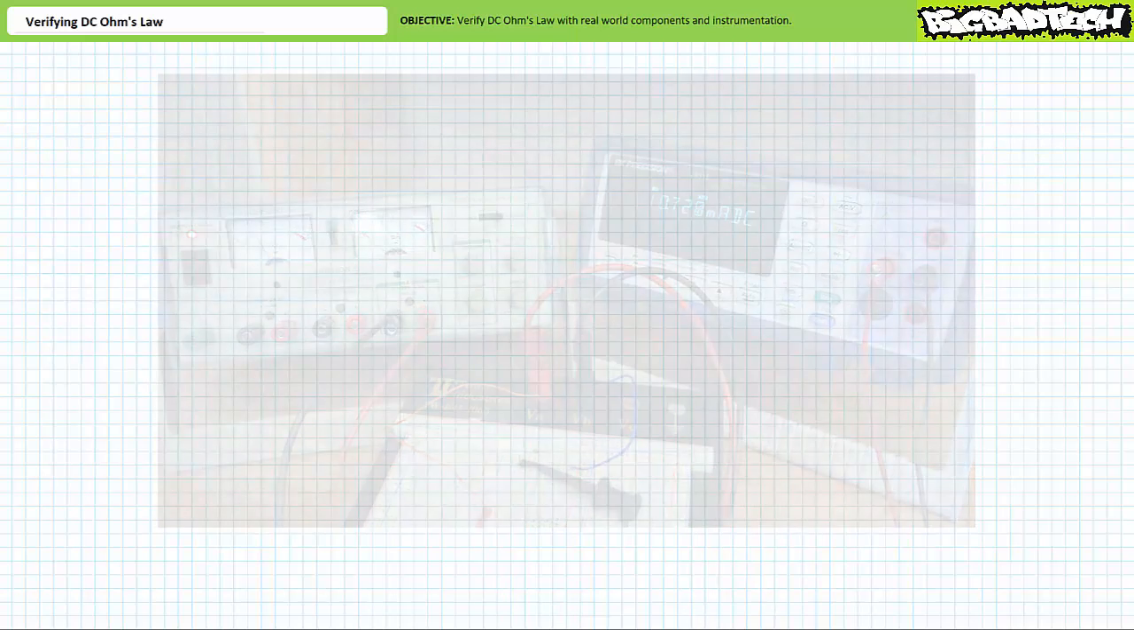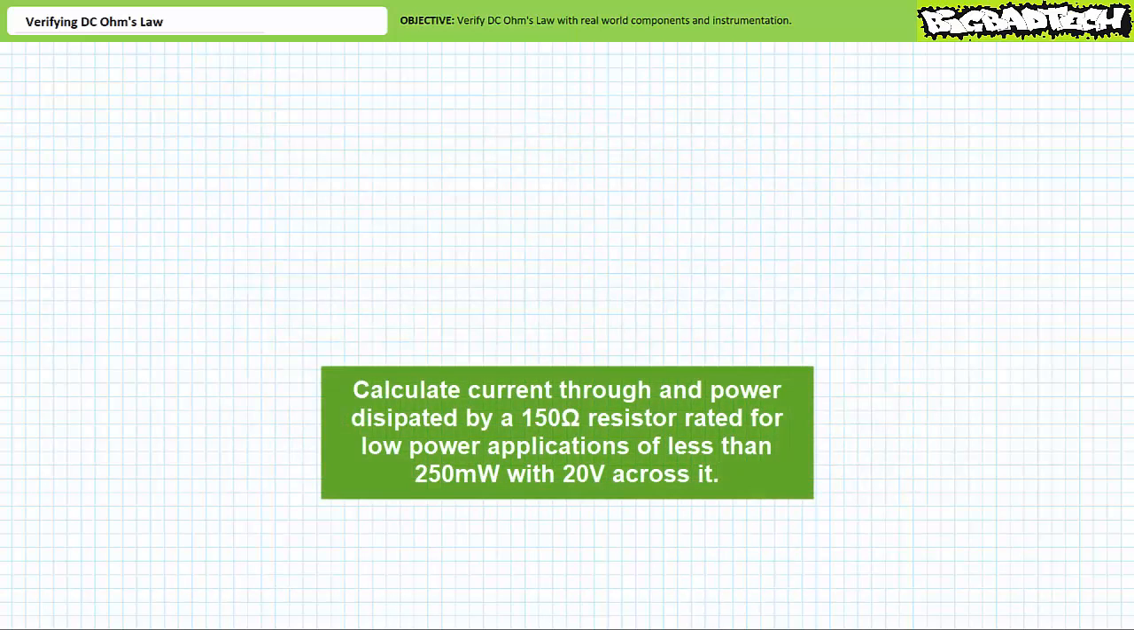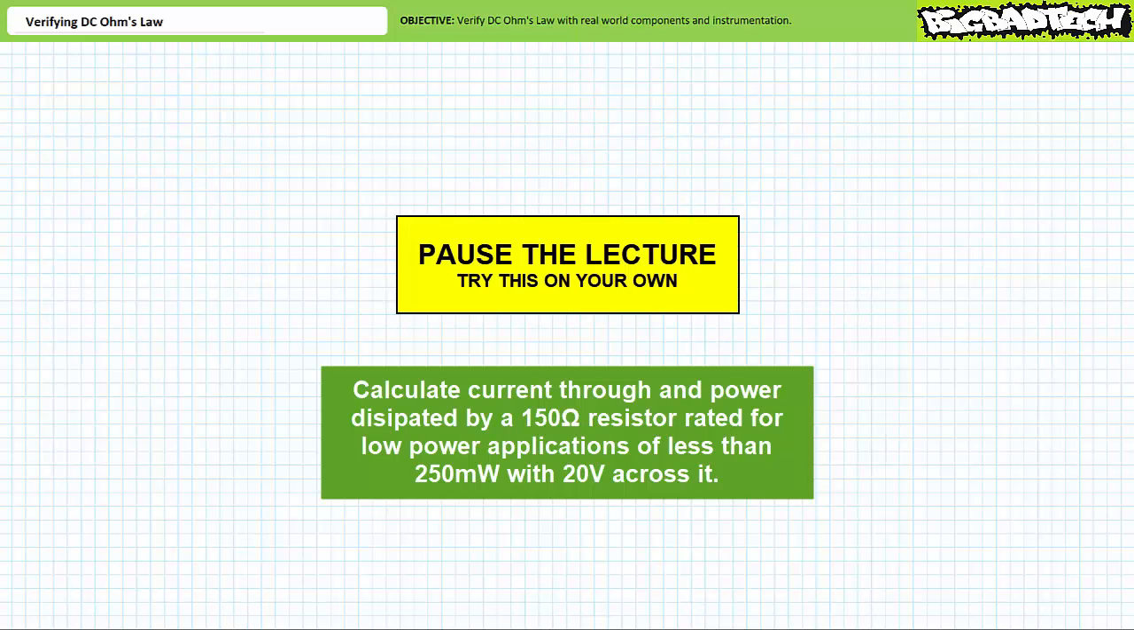Alright, one last troubleshooting example before I cut you loose. Consider a nominal 150 ohm resistor rated for low power applications of less than a quarter watt or 250 milliwatts. See if you can calculate the current through the 150 ohm resistor and the power dissipated by it when it's being driven by a 20 volt source. By all means, pause the lecture and try these calculations on your own. If you're tracking, you should be able to predict what's about to happen.